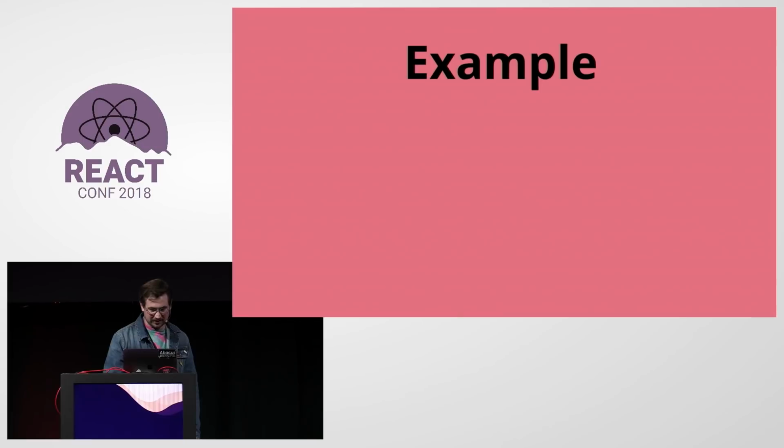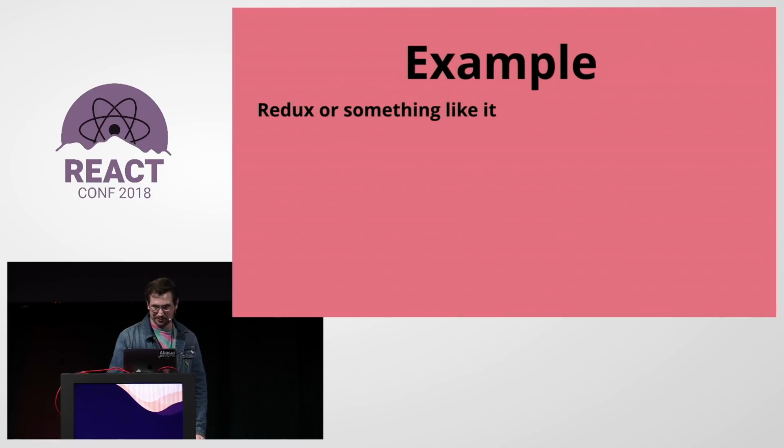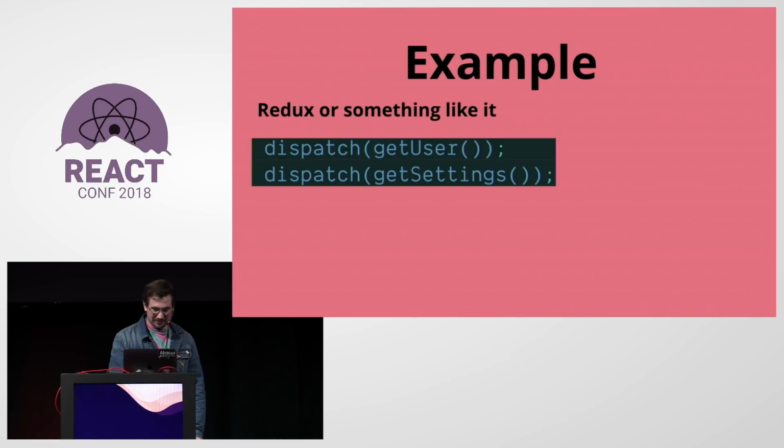So, for example, and I am not picking on Redux, I use Redux heavily, and this is probably bad Redux code as well, but you might see something like this. Just get user, get settings. And you're like, what? OK, cool.